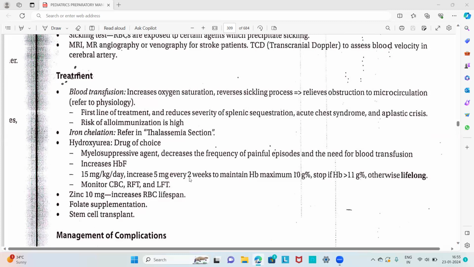It is increased by 5 milligram every 2 weeks to maintain the hemoglobin at a maximum of 10 gram percent. And we have to stop hydroxyurea if the hemoglobin is greater than 11 gram percent. Otherwise, we have to use lifelong hydroxyurea. We also supplement zinc 10 milligram to increase the RBC lifespan, supplement folate, and go for stem cell transplant as the curative treatment. So these are the treatment options for sickle cell disease: blood transfusion, iron chelation, hydroxyurea, zinc supplementation, folate supplementation, and stem cell transplantation.